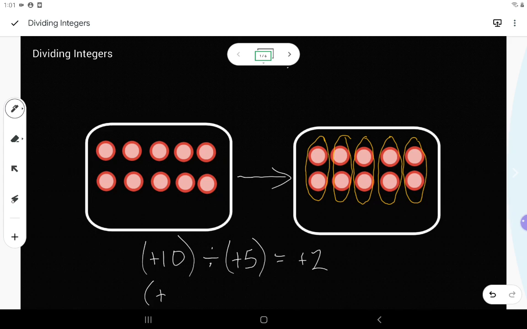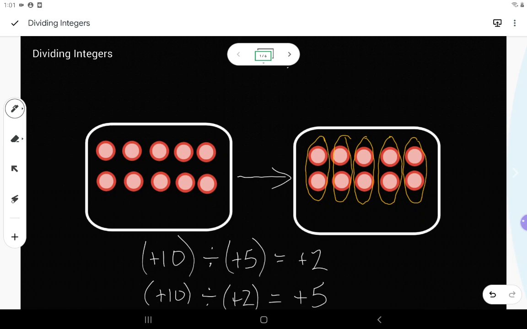Another way I could write it is I could think instead of what's inside each group. So I know that I have 5 equal groups, but when I look at it, each group has 2 of those positives inside of it. So I could write it as positive 10 divided by positive 2, and that would then mean I'm getting 5 groupings of positive 2. So we can look at it either way.